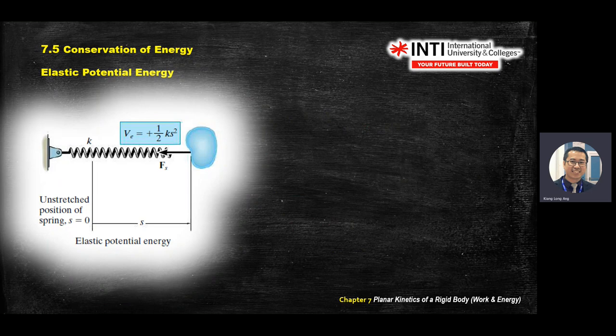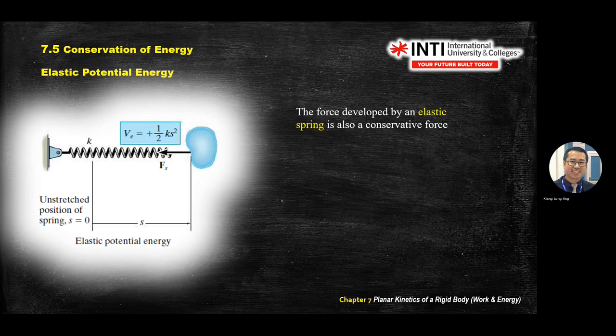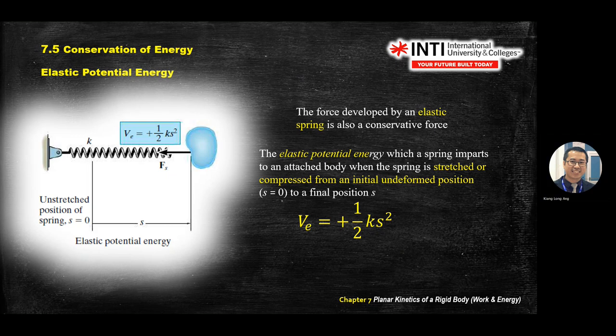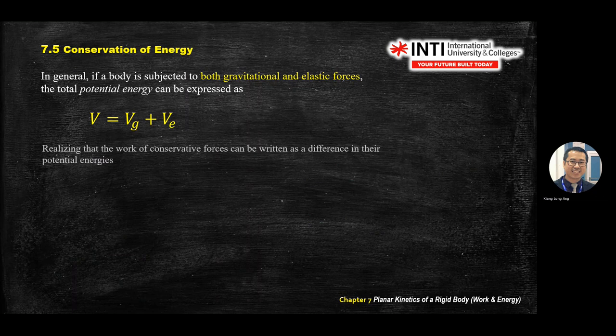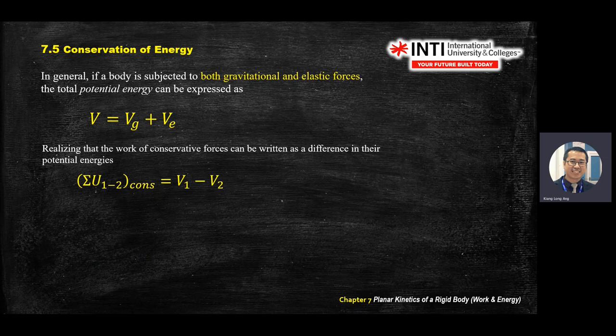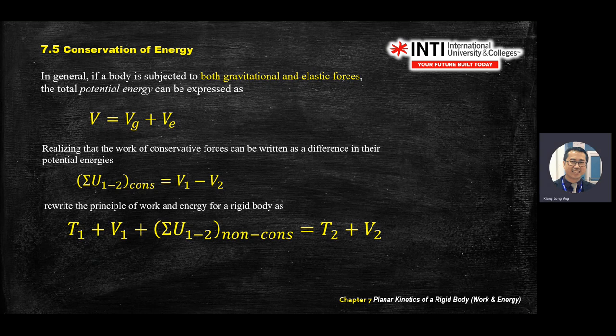Again, recall potential energy for a spring. You'll be seeing a spring in, I forget whether in your test 2 or final exam, right? You'll see a spring. Spring energy is half k x squared. And for conservation of energy, you need to consider the gravitational and elastic forces together, right? So this will be the complete principle of energy for a rigid body. You will have kinetic, potential, non-conservative work, and kinetic after the motion. So this is a complete equation for a rigid body.